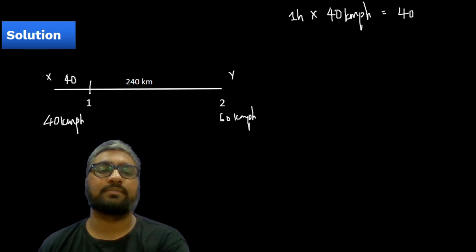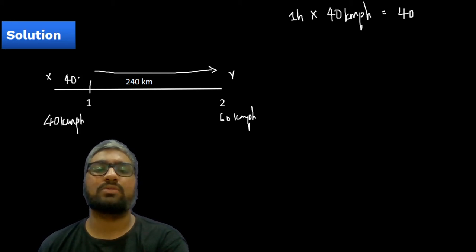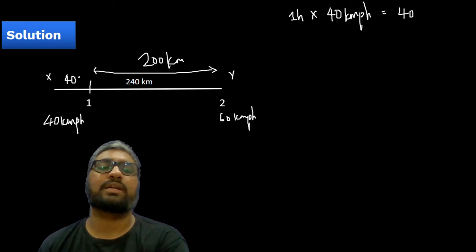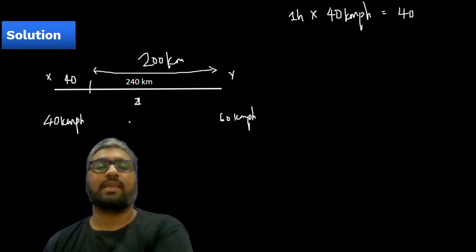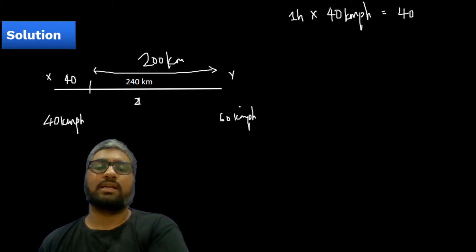So here. This basically means what? The distance between these two is no longer 240. It is what? 200 kilometers. Correct. Now this 200 kilometers is to be covered by both of these guys, moving towards each other. So they'll have to meet somewhere in the middle. One guy traveling at 40, another traveling at 60.